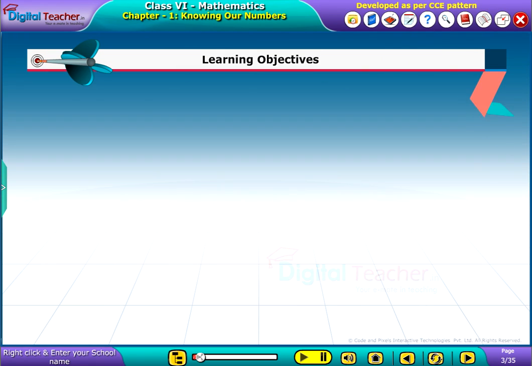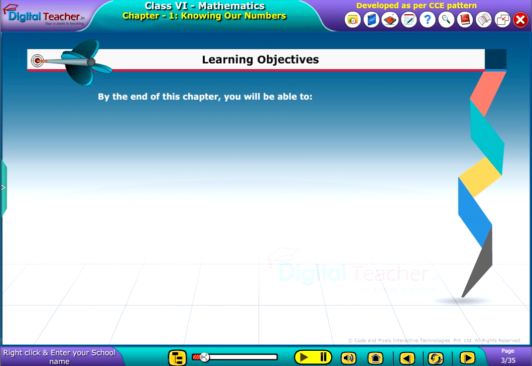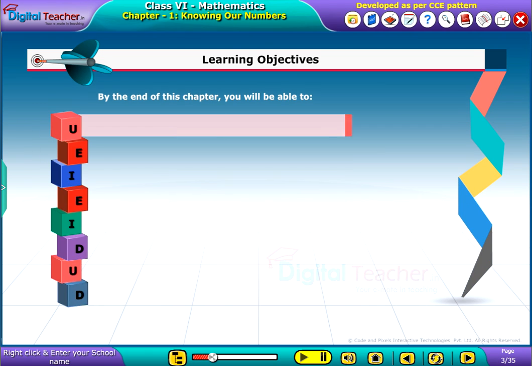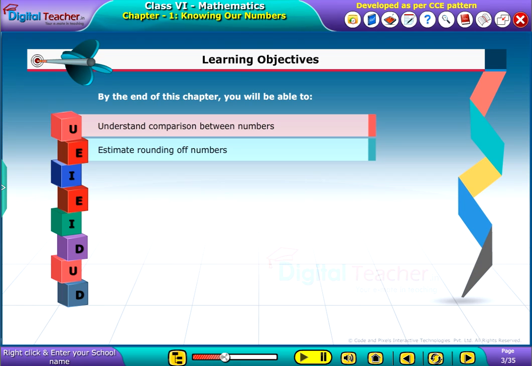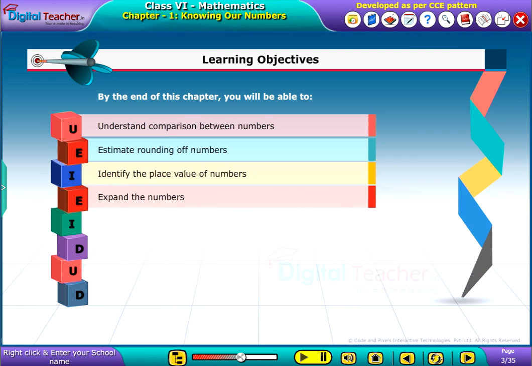Learning objectives. By the end of this chapter, you will be able to understand comparison between numbers, estimate rounding off numbers, identify the place value of numbers, expand the numbers, illustrate usage of commas.